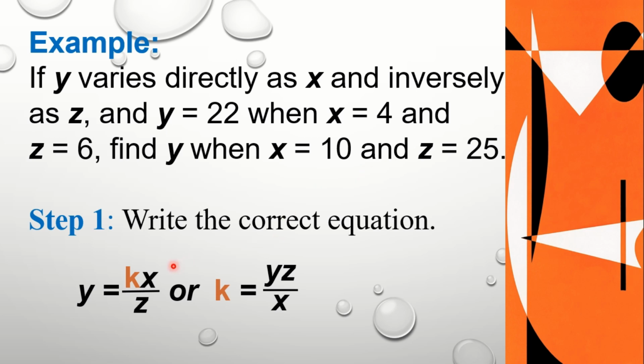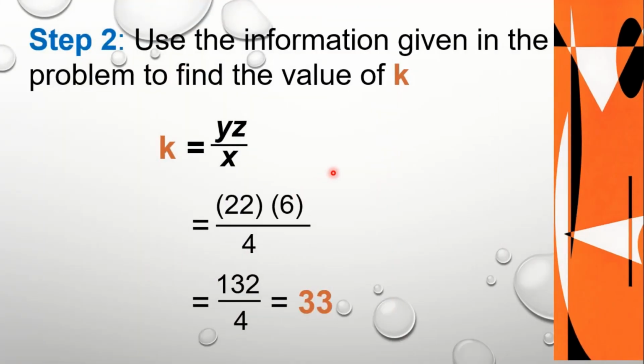So we write the equation y is equal to k times x over z, or k is equal to y times z over x. So use the information given in the problem to find the value of k. So we use k is equal to y times z over x. First value of y is 22, for z is 6, then the first value of x is equal to 4. So we multiply 22 times 6 is equal to 132, divided by 4 is equal to 33. So the constant is 33.